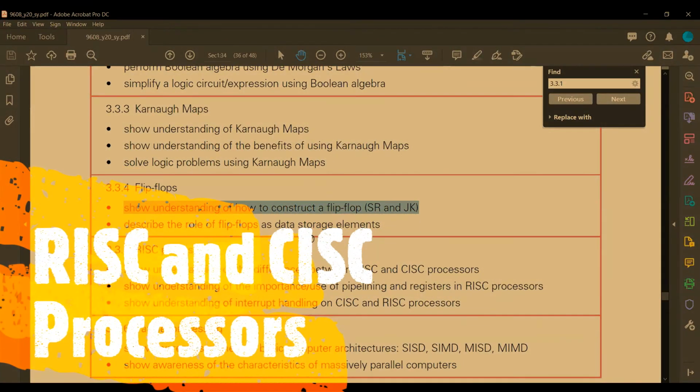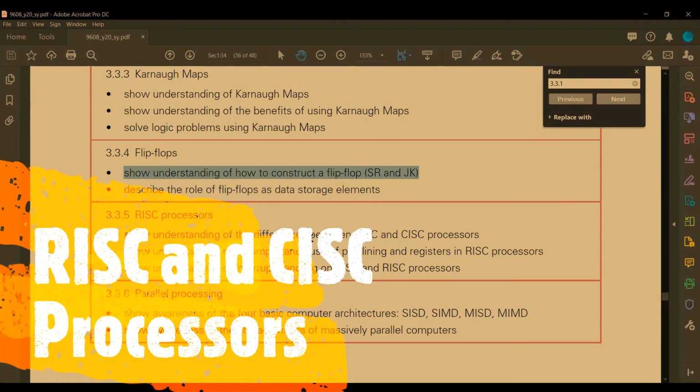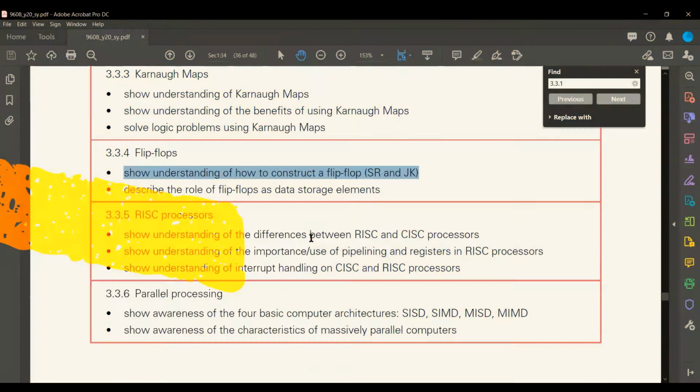RISC processors. What are RISC processors? RISC is actually a term which is being used for reduced instruction set computer. All right, reduced instruction set computer, RISC processors.